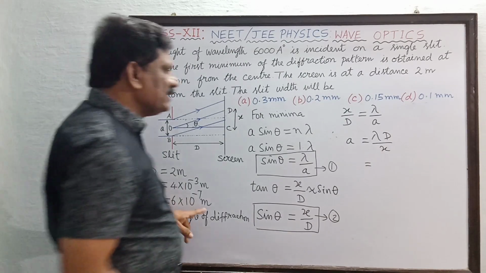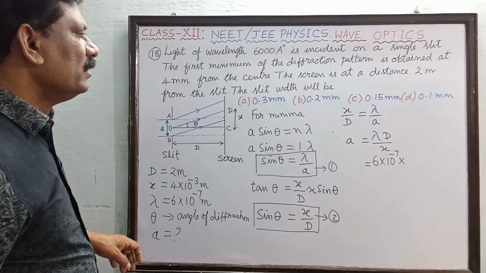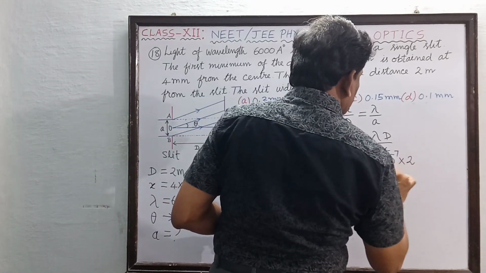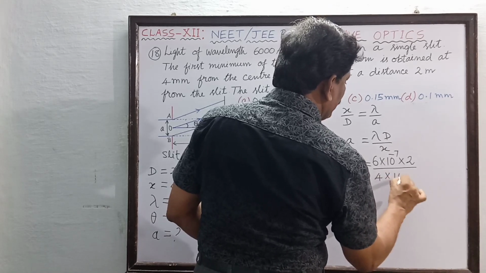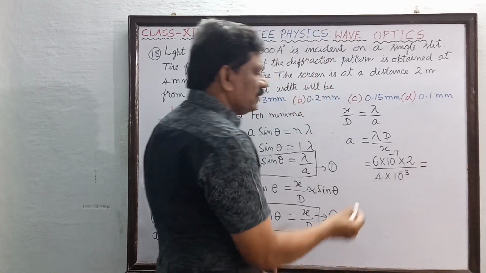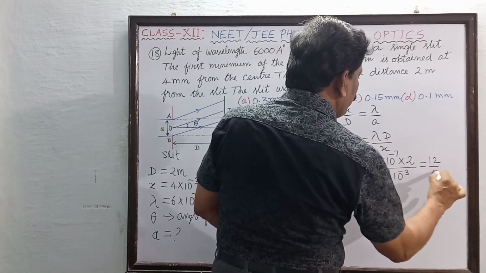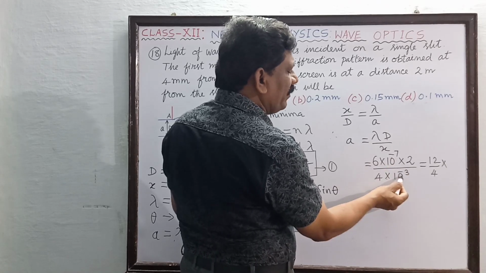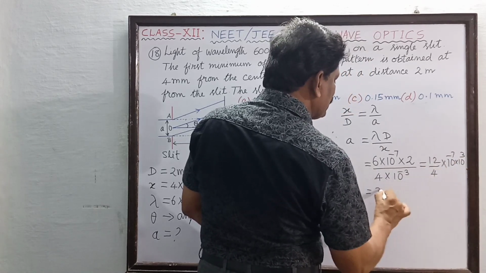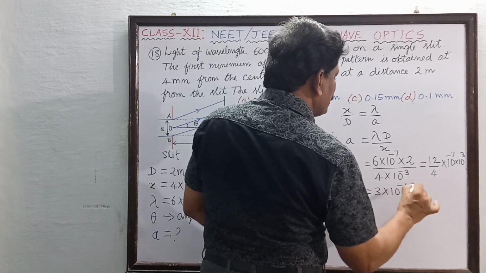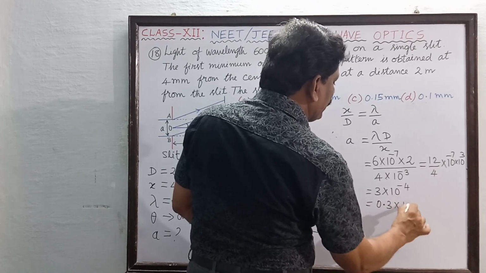Lambda is 6 into 10 power minus 7, into capital D which is 2 meter, divided by the value of x which is 4 into 10 power minus 3. Now 6 2s are 12, and 12 divided by 4 is 3. So this is 3 into 10 power minus 7 into 10 power 3, since the 10 power minus 3 comes up as 10 power plus 3. So this is equal to 3 into 10 power minus 4, which can be written as 0.3 into 10 power minus 3 meter.